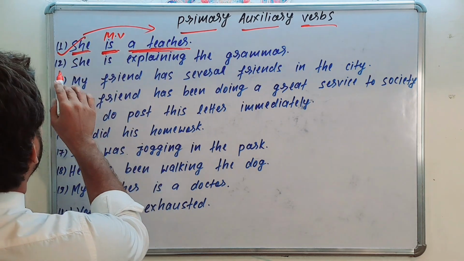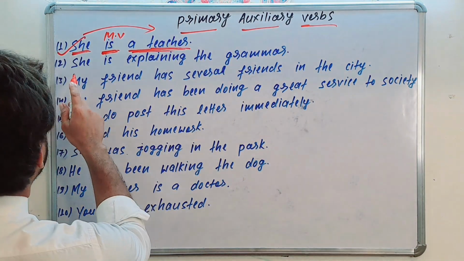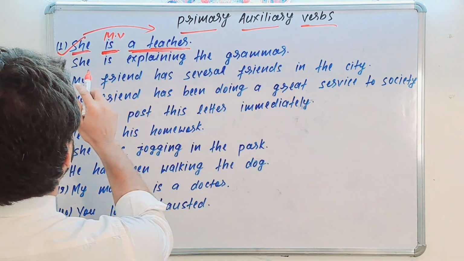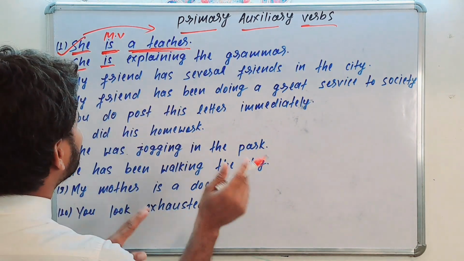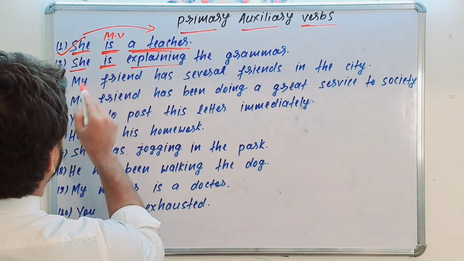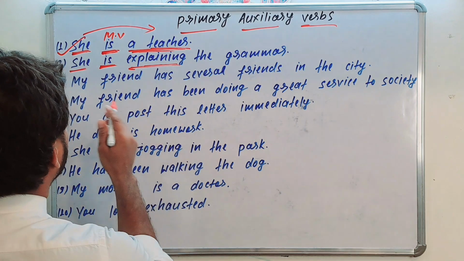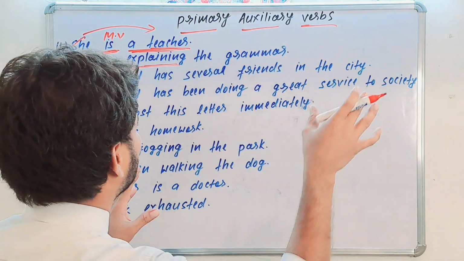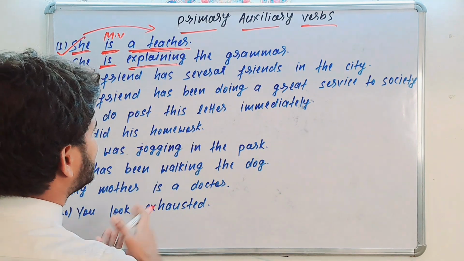So clear. Second one: she is explaining the grammar. Here, she is explaining what? The grammar. See here, your subject is she. She is explaining. Here there are two verbs. First one, auxiliary verb, and another main verb, explaining. She is explaining the grammar. I told you about primary auxiliary verbs used as both helping verb or auxiliary verbs and main verbs.